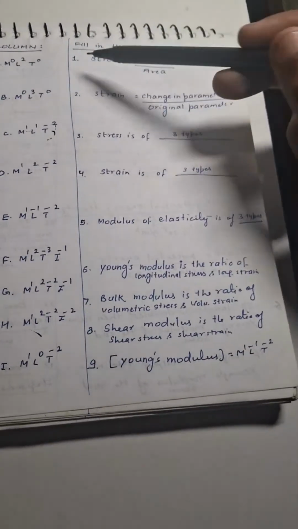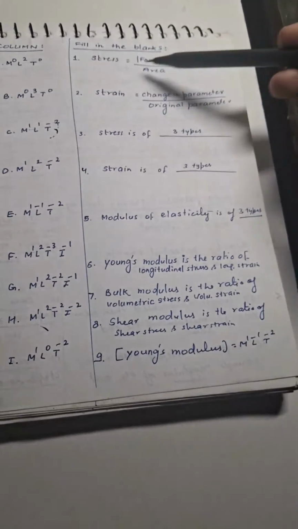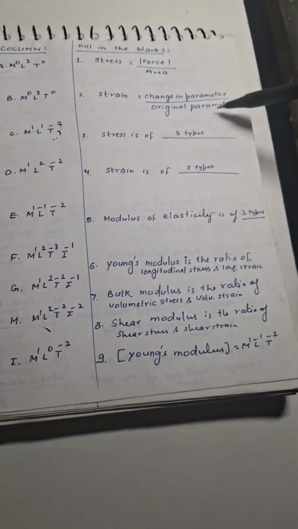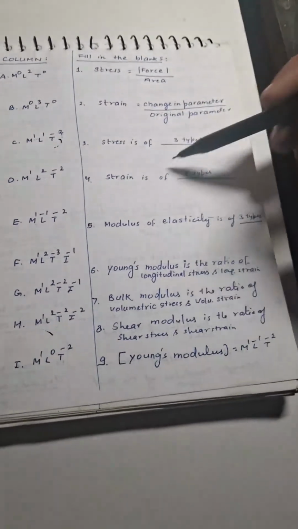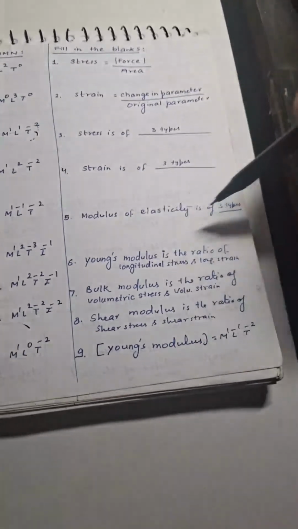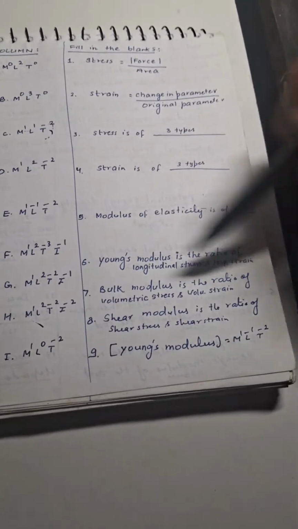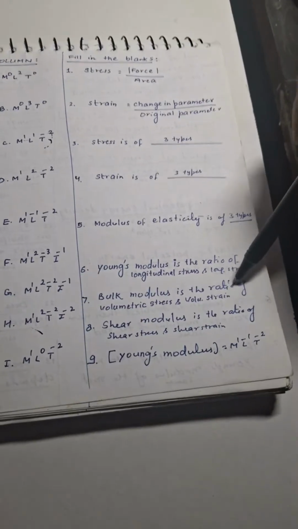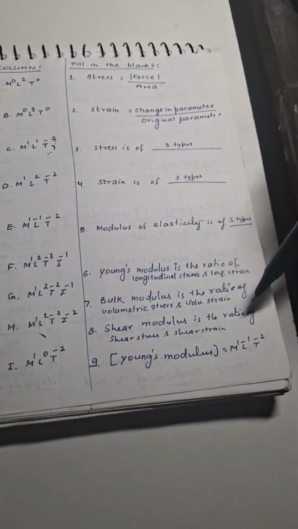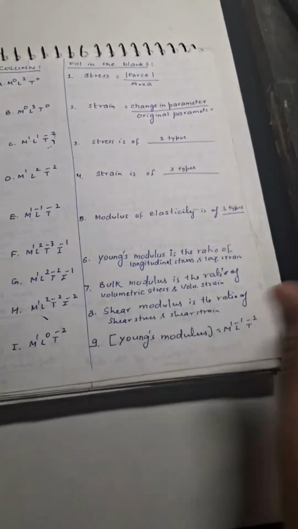Then there is another discussion on fill in the blanks type questions. Stress is the magnitude of force by area, strain is change in parameter by original parameter. Stress has 3 types, strain has 3 types, modulus of elasticity has 3 types. Young's modulus is the ratio of longitudinal stress and strain. Bulk modulus is the ratio of volumetric stress and strain. Shear modulus is the ratio of shear stress and strain, and the dimension of Young's modulus is M^1 L^-1 T^-2.